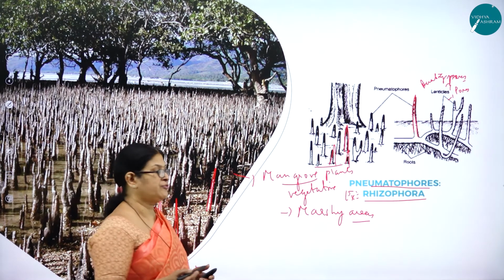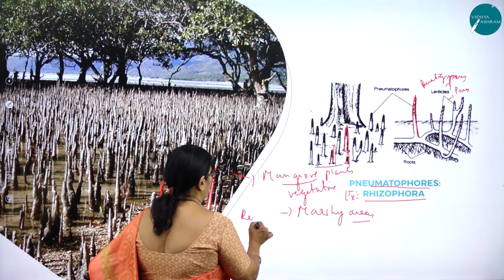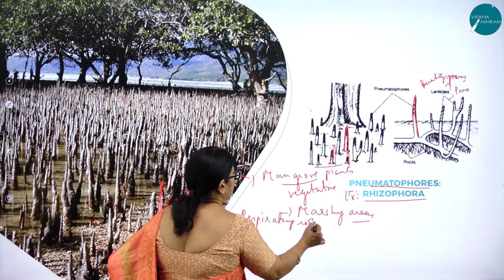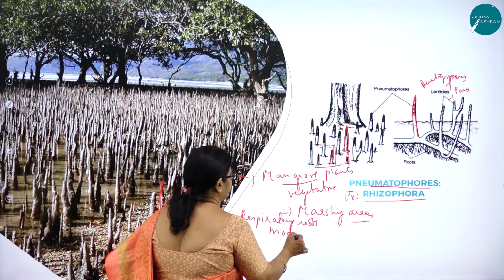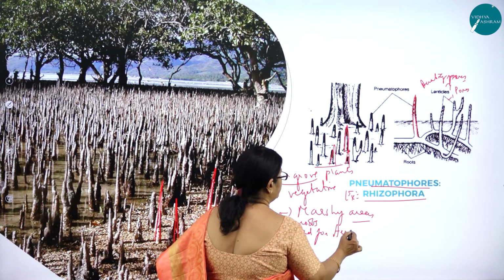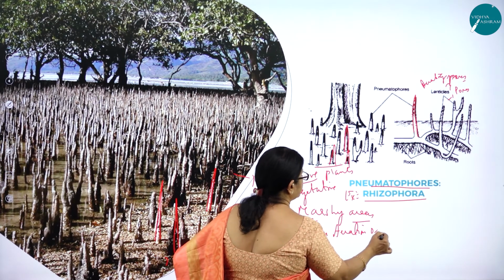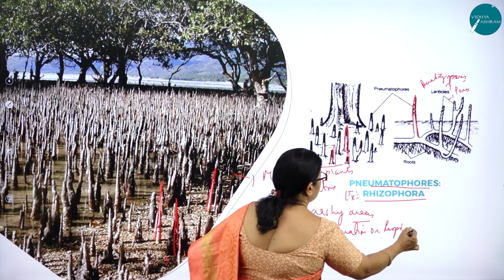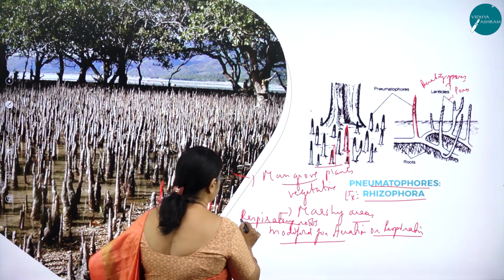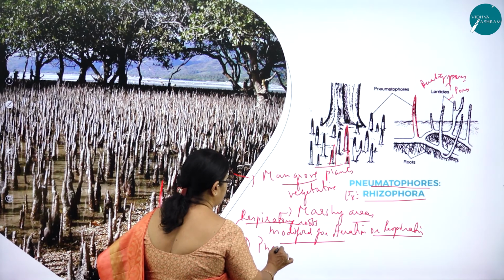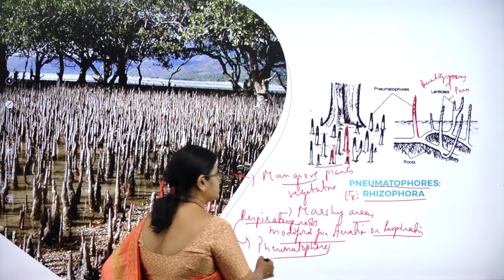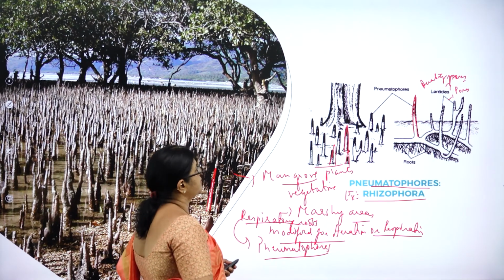So what are pneumatophores? They are nothing but respiratory roots. Modified for what? For respiration. Modified for aeration, or for respiration. Such roots are called respiratory roots. Respiratory roots are also called as what? Pneumatophores. They are also called pneumatophores.